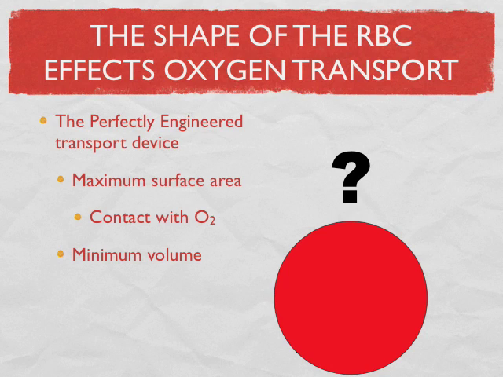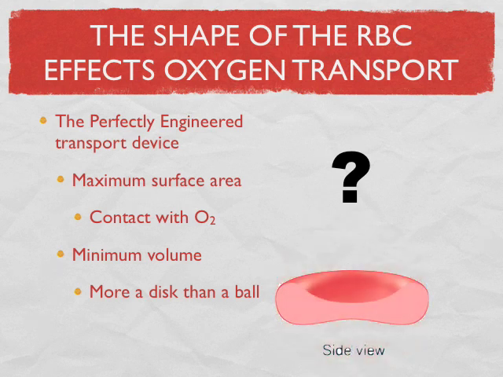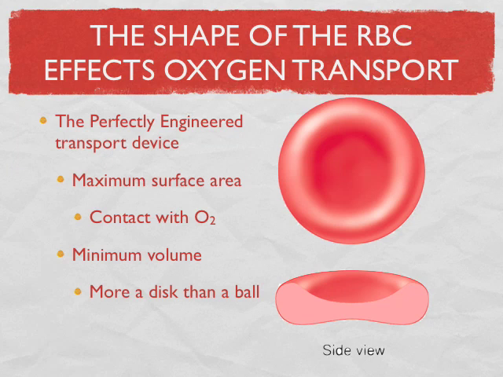So how do we take a ball and make it smaller? Well, we pinch it. Take it and pinch it and make it into more of a disc. We leave the curves on it, though. See how the curves now go inward instead of outward? Okay? And this shape now defines the perfectly engineered device. It has huge surface area with a small amount of volume.